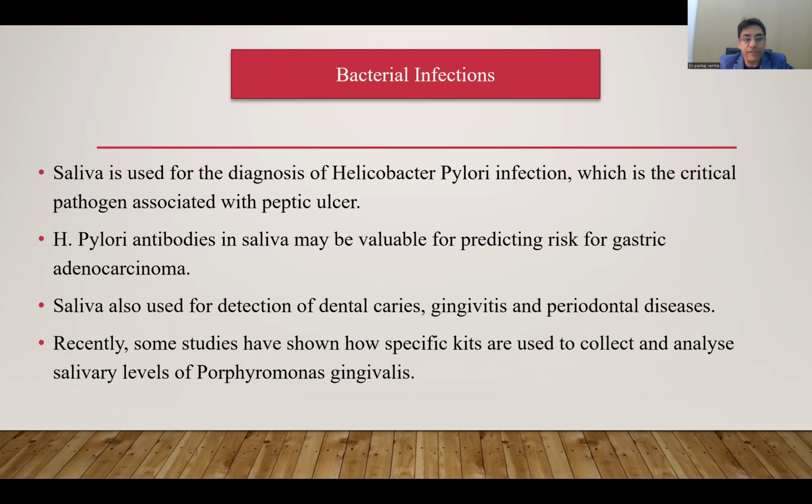In bacterial infections, saliva is used for the diagnosis of H. pylori infection, which is a critical pathogen associated with peptic ulcers. H. pylori antibodies in saliva may be valuable for predicting risk of gastric adenocarcinoma. Saliva is also used for detection of dental caries, gingivitis, and periodontal diseases. Recently, some studies have shown some kits are used to collect and analyze the salivary levels of P. gingivalis.